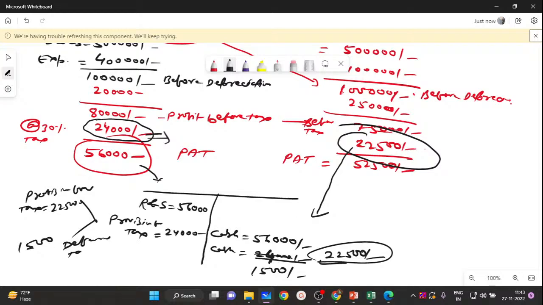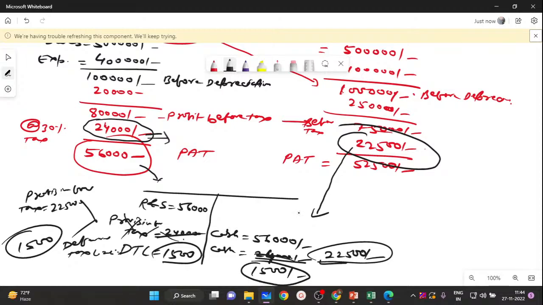Why deferred tax liability? Because this company has not paid this 1,500. So the entire provision for tax will go off from the balance sheet, and from the cash 22,500 will go. Only the DTL, deferred tax liability, 1,500, will be lying in the balance sheet of the company, and here also 1,500 will be lying with that company. So the deferred tax liability with the cash, it will match. So this is how, friends, the deferred tax assets and liability work.